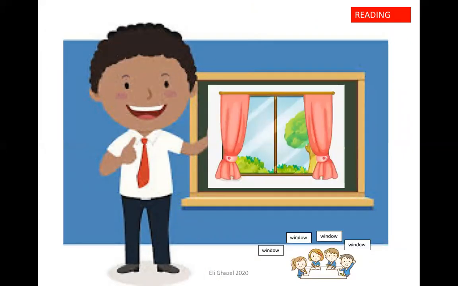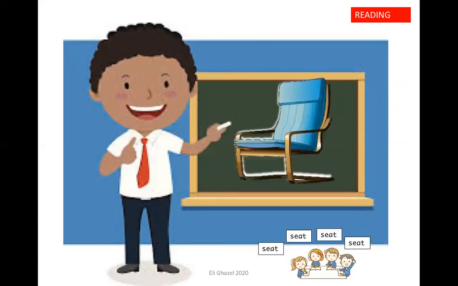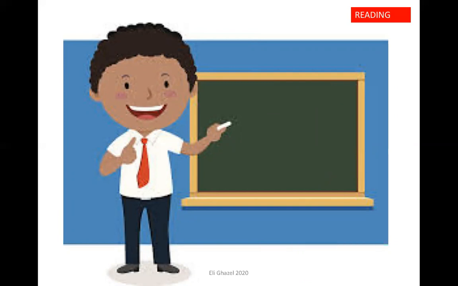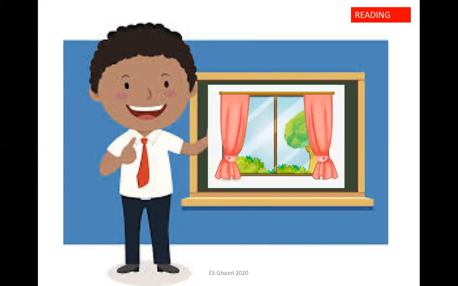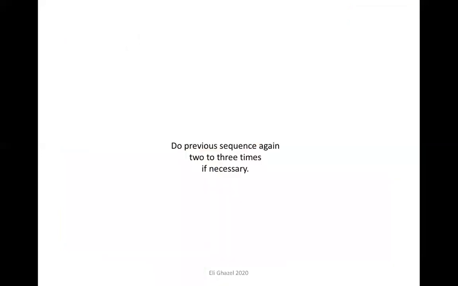You put a window and they hold up the word card for window. You put a seat, they hold up the word card for seat. So again, you can repeat this several times. Like here, I repeated it several times so that you don't have to go back and start from the beginning. And if you feel that you still need more time, this is the best way to do it.